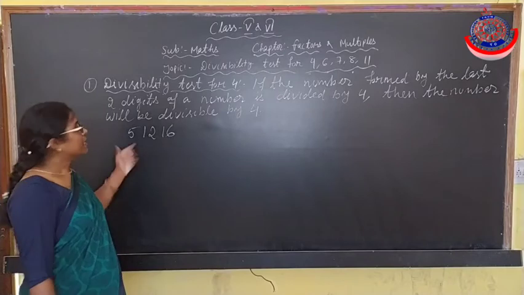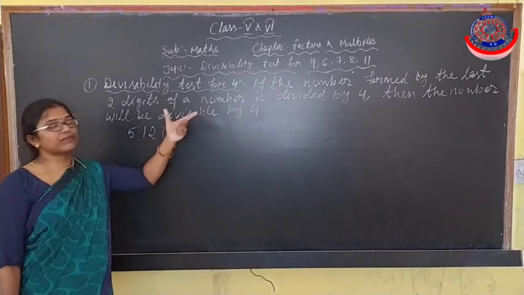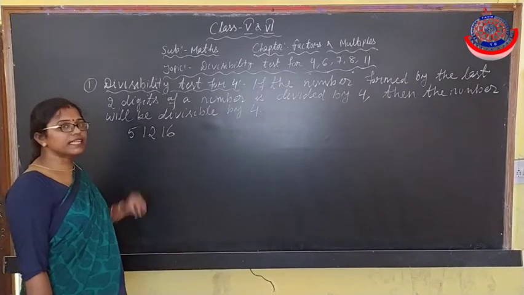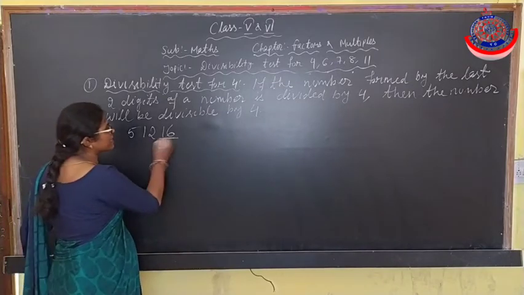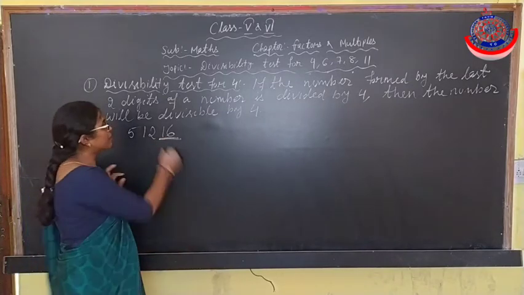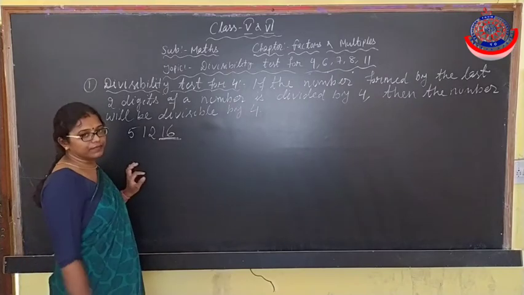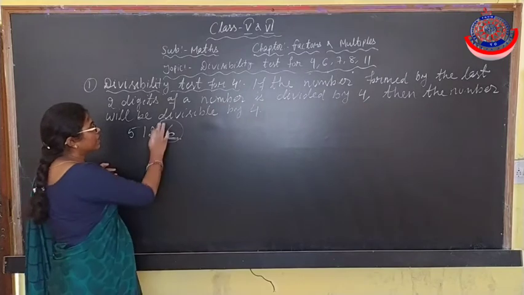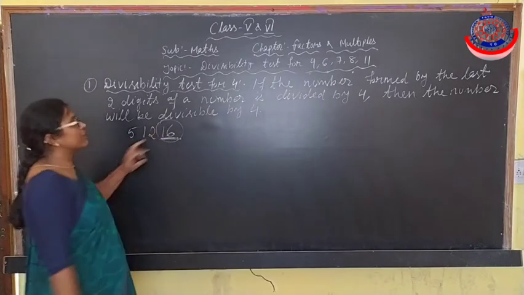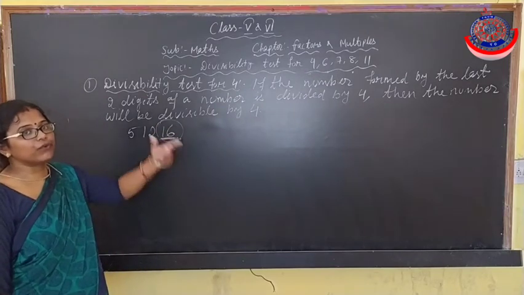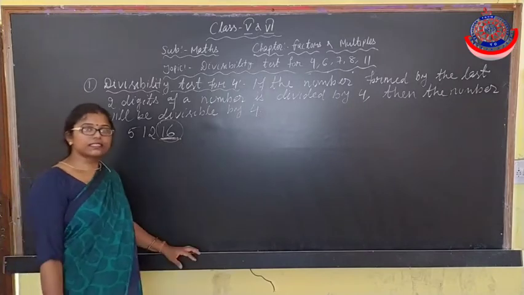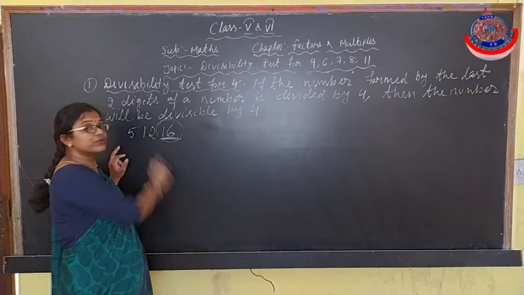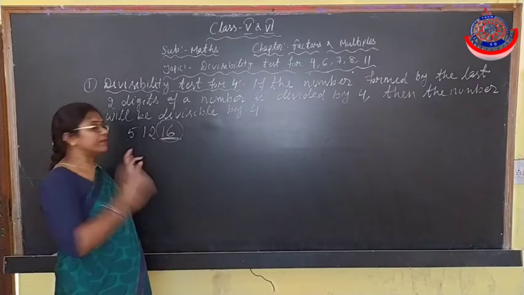Suppose example 51,216. Is this number divided by 4? Now we will check which one is the last 2 digits. What is the number formed by the last 2 digits? 16. Okay. Now we will check whether 16 is divided by 4 or not. You know 16 is divided by 4. That means 51,216 is also divided by 4.